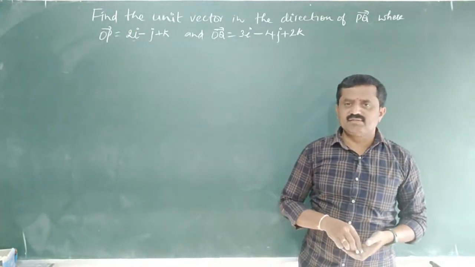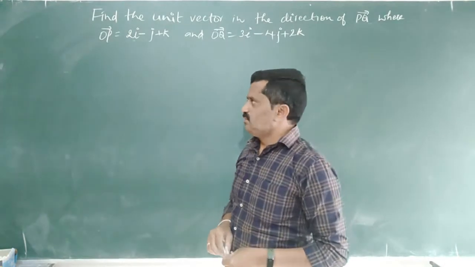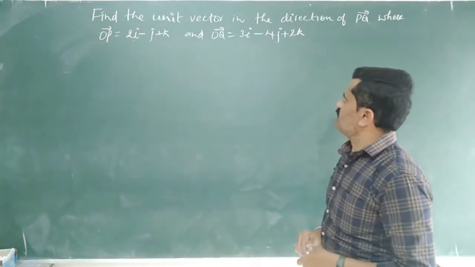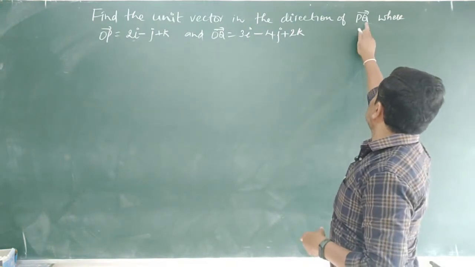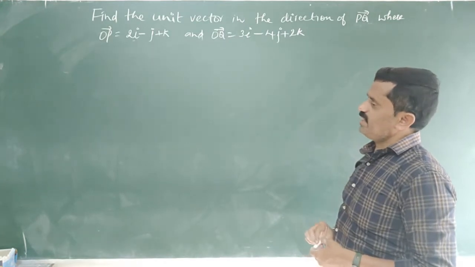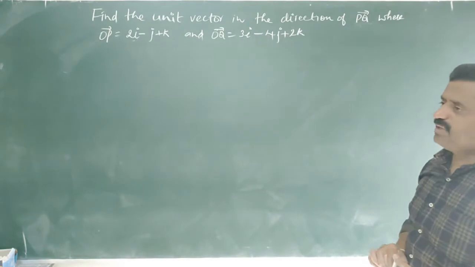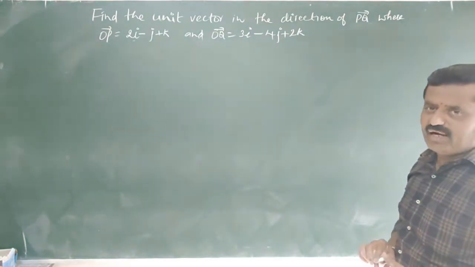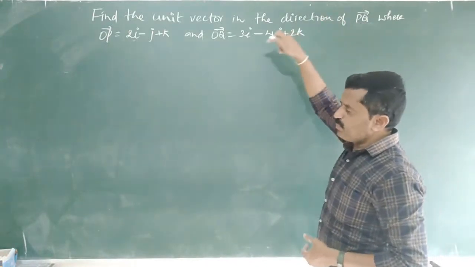Dear children, let us continue the class. Here we have: find the unit vector in the direction of the vector PQ, where OP bar is equal to 2i minus j plus k and OQ bar is equal to 3i minus 4j plus 2k. We have to find the unit vector in the direction of this vector given its position vectors.